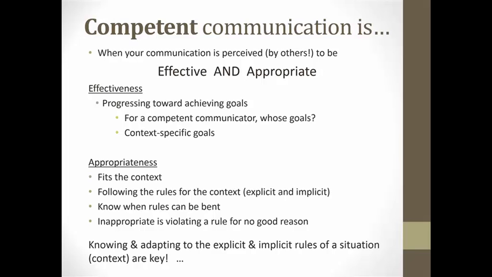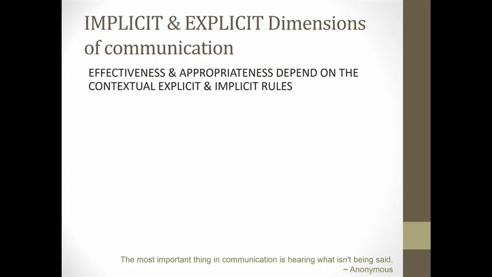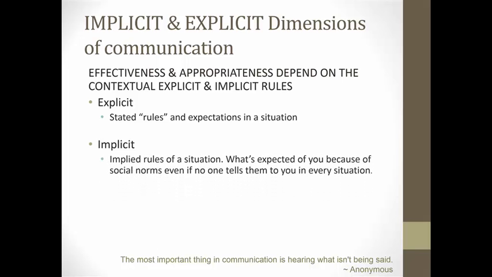So let's talk more about those rules. We have implicit and explicit dimensions of communication. Explicit, as I mentioned, are these stated rules, expectations of a situation. Implicit are the implied rules. It's what's expected of you because of social norms, even if no one mentions it every time. So for example, explicit: a lot of classes have attendance policies. Implicit: when someone greets you, you reply. Right? It's a basic social rule.